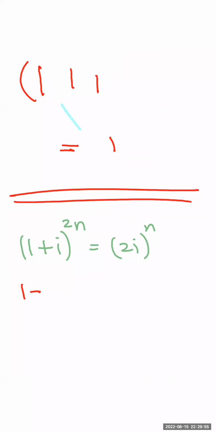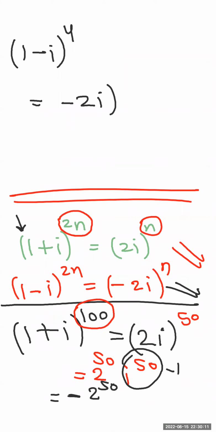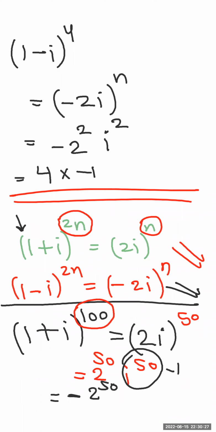That question which we solved in the beginning, it was (1 minus i) to the power 4. It will equal, it's the second form, (-2i) to the power n. So (-2) to the power 2, i to the power 2. Okay, (-2) squared equals 4, i squared equals -1. So negative 4, exactly. Okay, one more question.